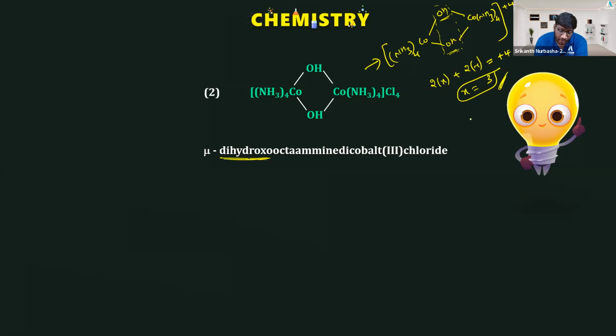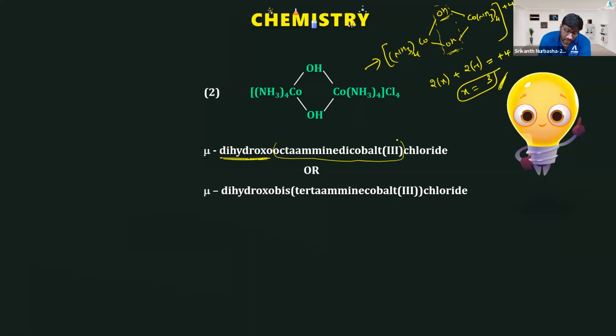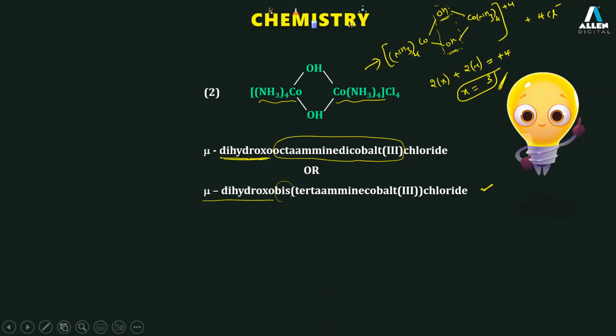So dicobalt 3 chloride. Or we can also name it as mu dihydroxo bis. As I have told you earlier, instead of writing octaamine dicobalt 3, we can write mu dihydroxo. Up to here, we have named the bridge ligands. Then we have used bis. Bis means since this unit is repeated twice, I have used bis. Bis tetraamine cobalt 3 chloride. You can name in this fashion as well. Is that clear, students? Yes, sir.